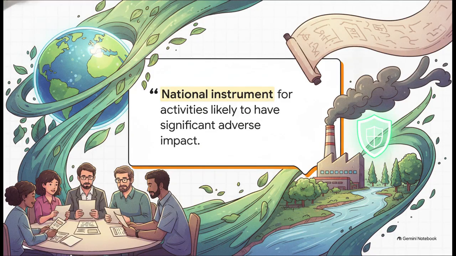To really understand the gravity of the EIA, we've got to look at its foundation. We can trace this whole concept back to the historic 1992 Earth Summit in Rio. This is where the EIA was formally recognized on the global stage. Principle 17 of the Rio Declaration explicitly states that an EIA must be undertaken as a national instrument for any proposed activity likely to have a significant adverse impact on the environment.